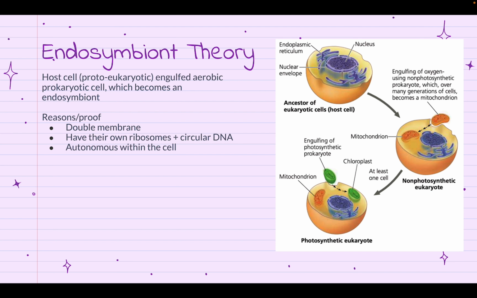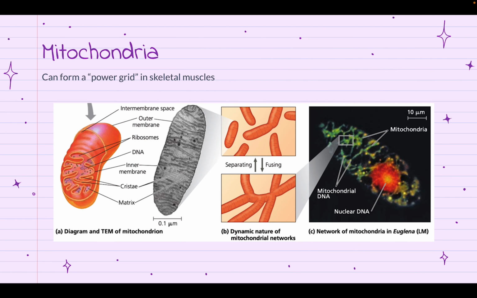Circular DNA tips us off that they were prokaryotic at one point, and their own ribosomes indicate that, again, it's very much like a prokaryotic cell, and it does a lot of its own things, which is the last reason: it's autonomous within the cell. They divide on their own, and they control how many there are in the cell. So yeah, this is just proof for endosymbiont theory.